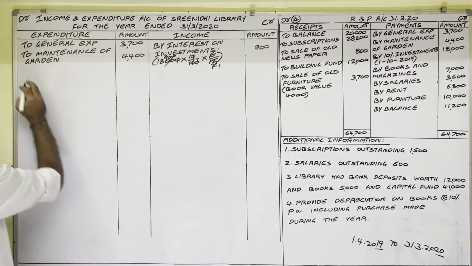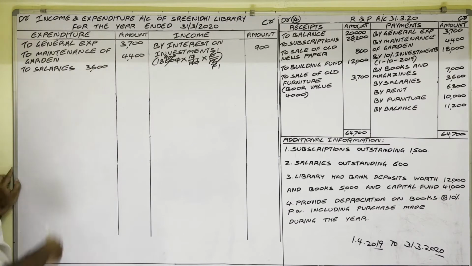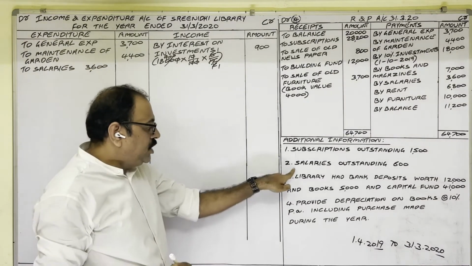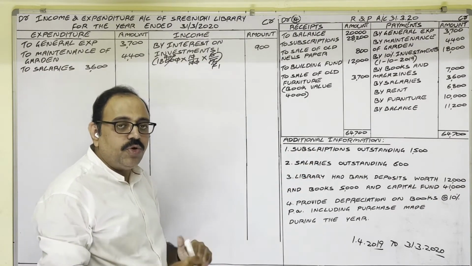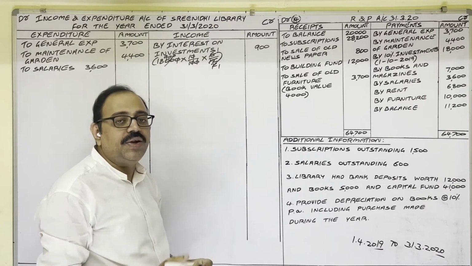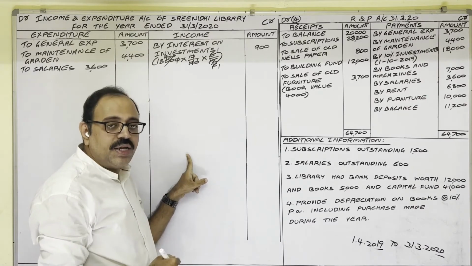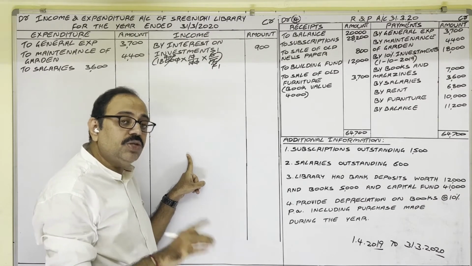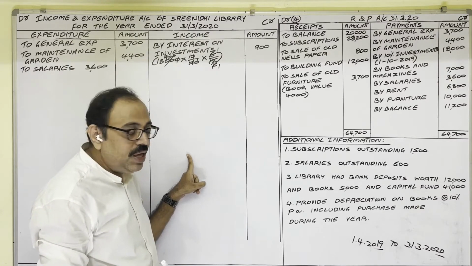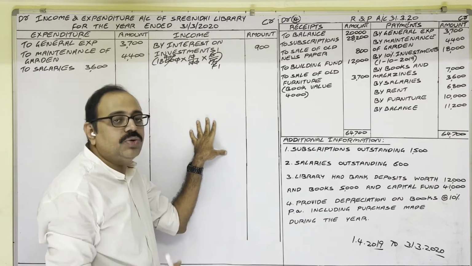Salaries, amount in inner column because adjustment is given. Adjustment number 2. Salaries outstanding 600. So we have to pay 600 rupees more for the current year. So if you want to know surplus or deficit of current year, not only paid expenses, outstanding expenses also we should consider. Similarly, not only received incomes, incomes to be received also we should consider.